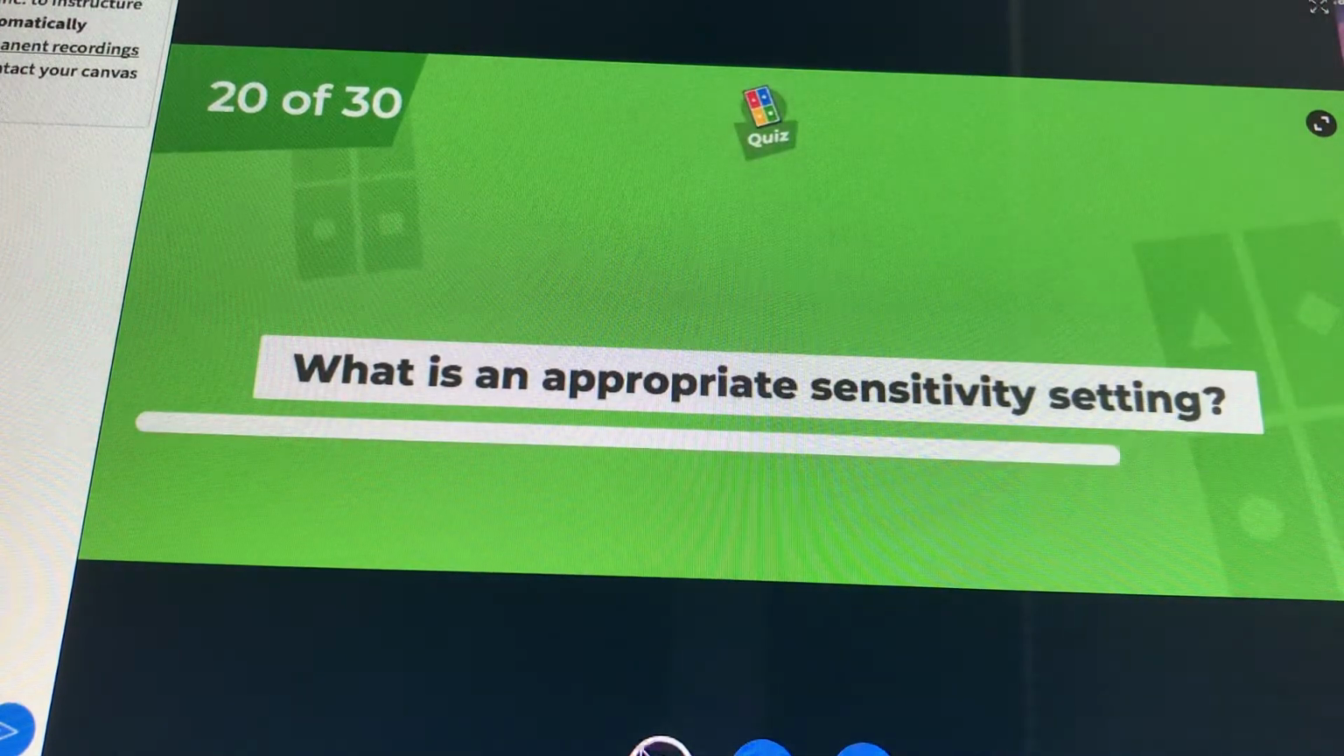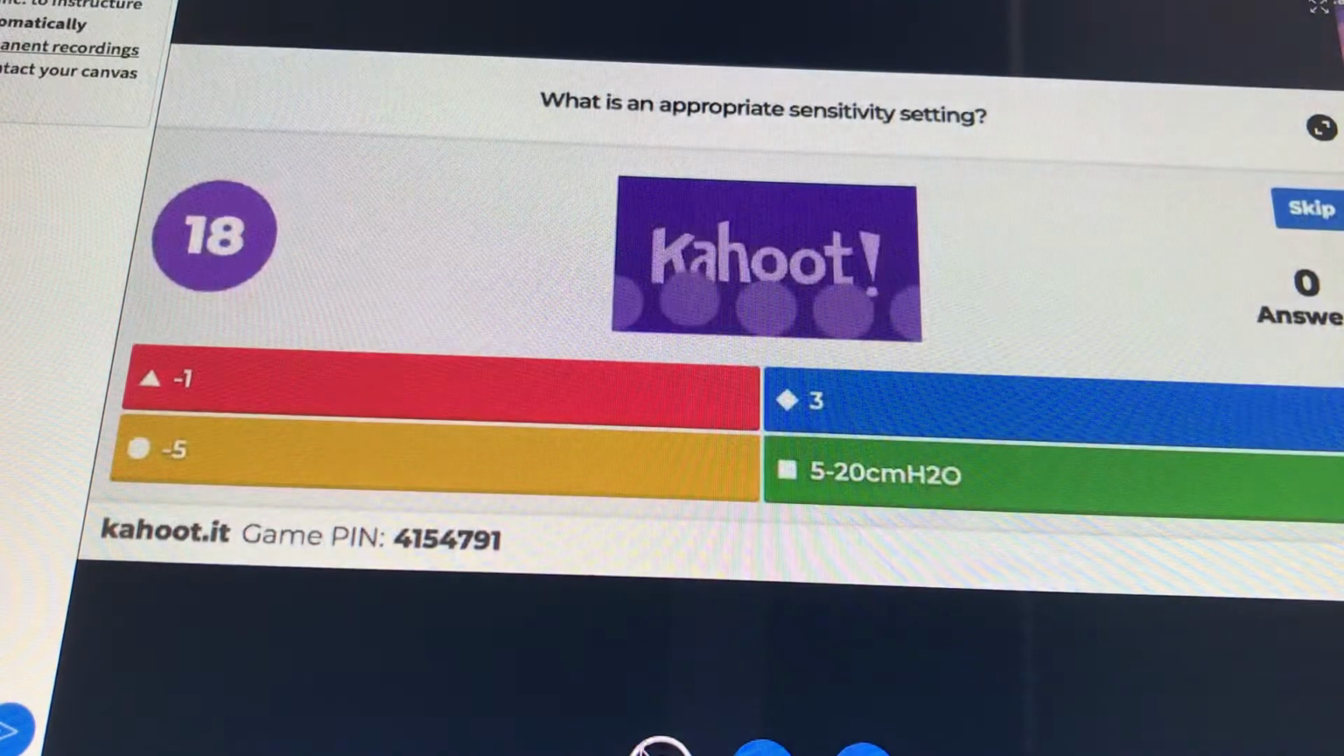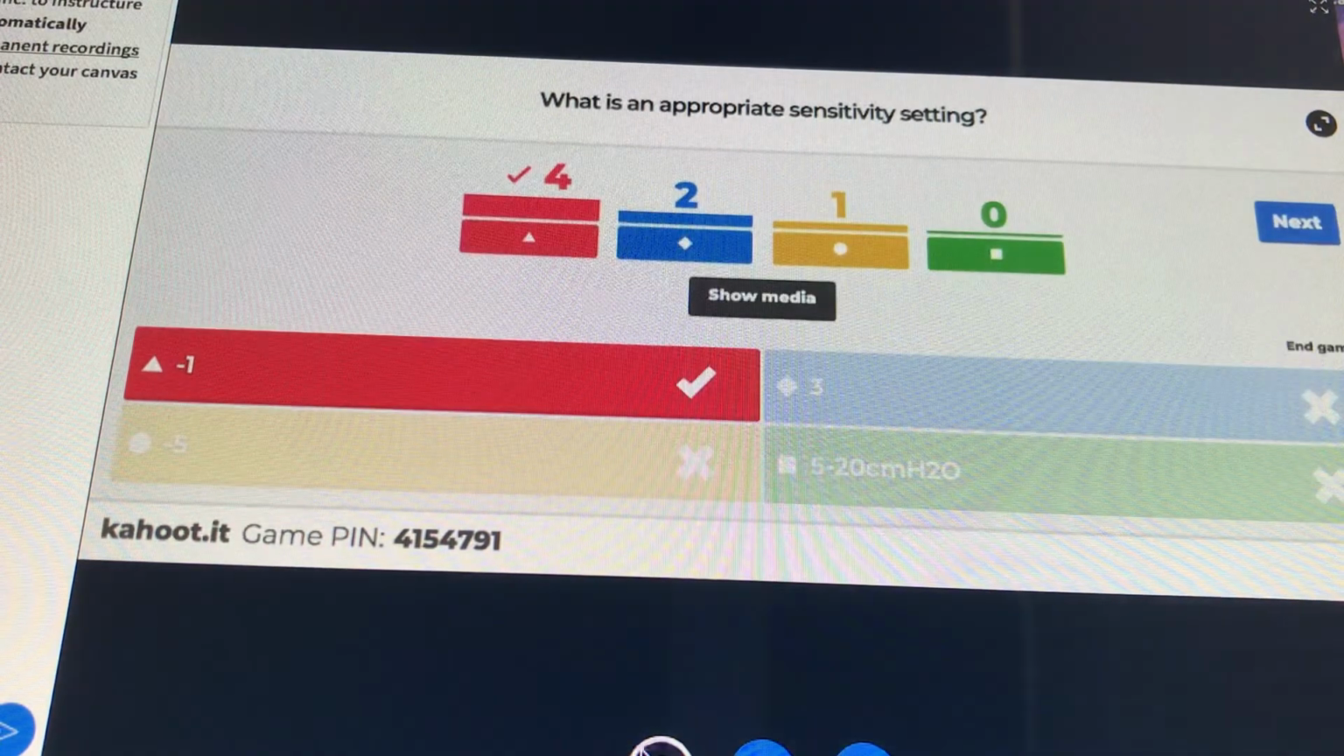What is an appropriate sensitivity setting? It's going to be -1. So -1 to -3 centimeters of water pressure would be appropriate. Not +3. It's got to be a negative number for your sensitivity.